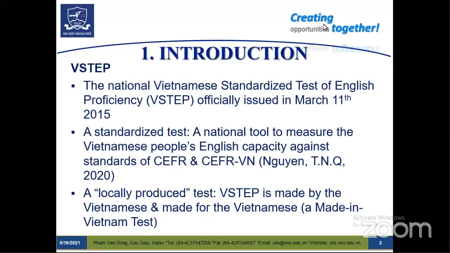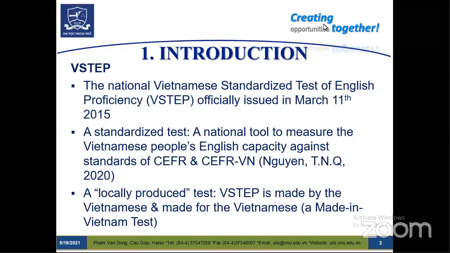Let me bring you some information about VSTEP. VSTEP is a national Vietnamese standardized test of English proficiency, called VSTEP for short. It was officially used on the 11th of March 2015, and VSTEP is claimed to be a standardized test because it's a national tool to measure Vietnamese people's English capacity against the standard of the Common European Framework of Reference, and the Common European Framework of Reference in its Vietnamese version.